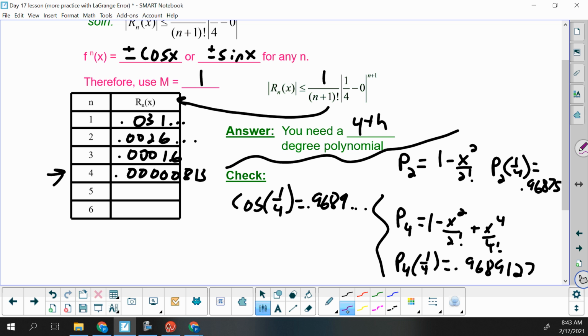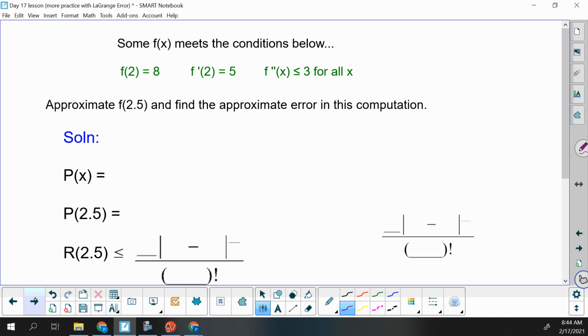All right, this last question we're going to look at in this video is a really important one because it's how Lagrange error shows up on the AP exam. When we've been doing problems where you get to pick the M, it's kind of subjective. There could be cases where you might pick a different nice value of M that's an upper bound than your neighbor. So the AP wants to make sure that everyone picks the same value of M, so everyone's getting the same answer.